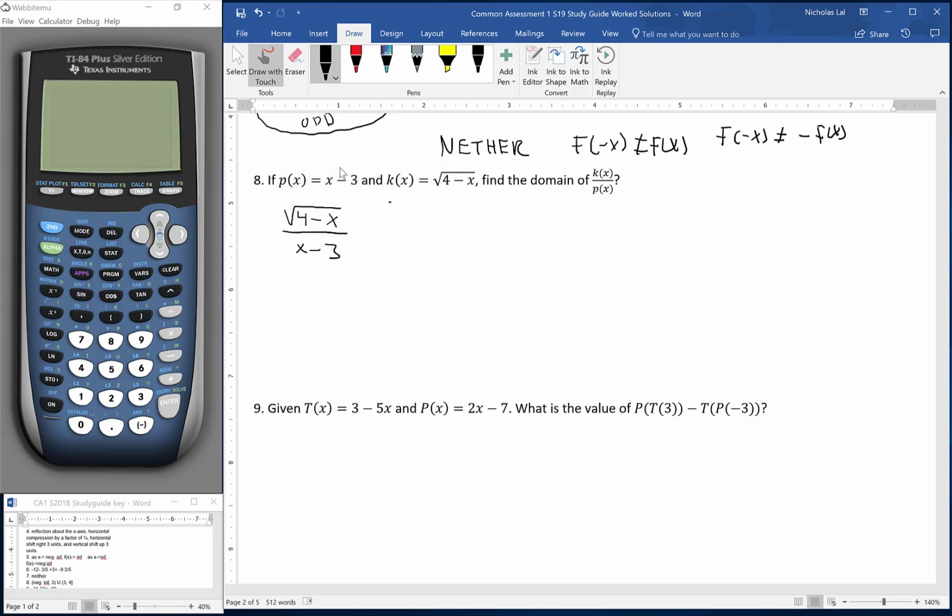Now, there's two situations here where we have a restricted domain. We have a restricted domain when dividing by 0 and taking the even root of a negative number.